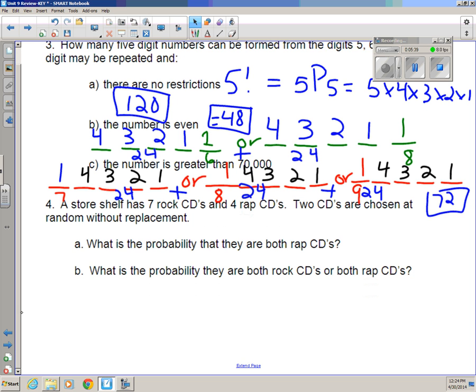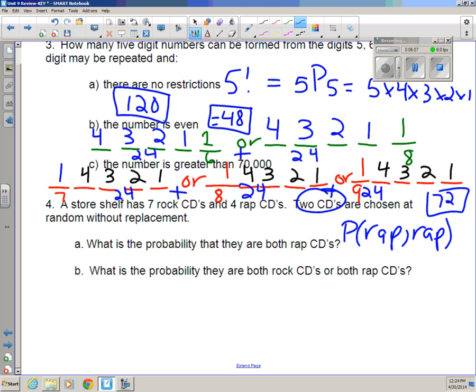Okay, so this one, a store shelf has 7 rock CDs and 4 rap CDs. 2 CDs are chosen. This is now where 2 things are happening. This is the "and" or the "or" with the multiplying. A CD is chosen, or 2 CDs are chosen, but there's no replacement. So what's the probability that you're going to get both rap? So essentially you're saying, what's the probability that I'm going to get rap and then rap again?